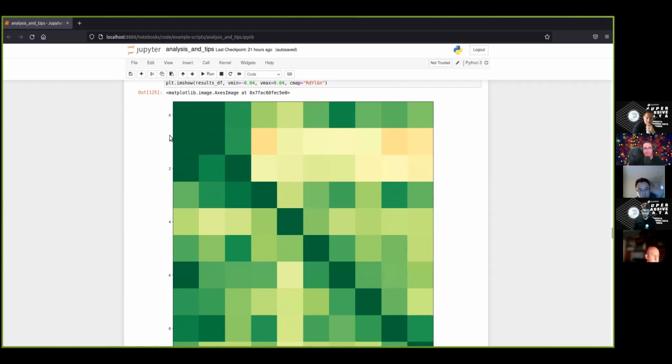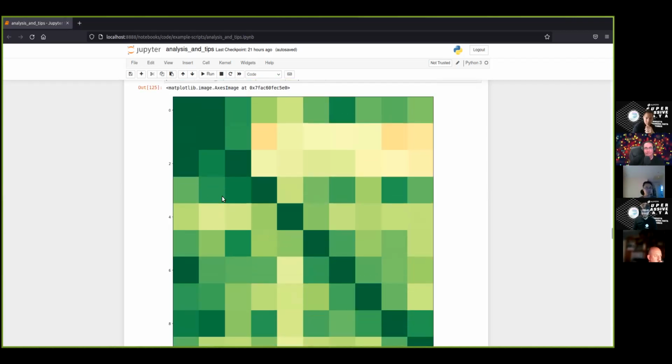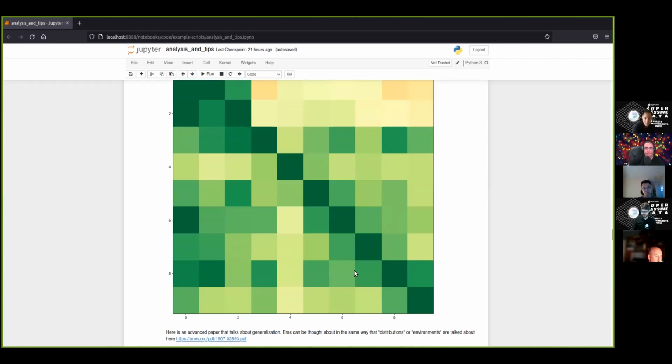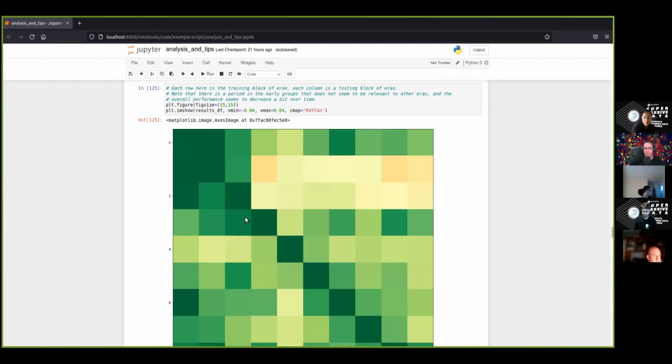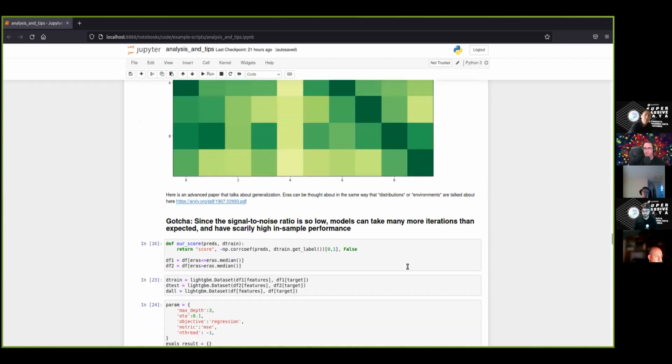You can see that some of these early eras tend to not do that well predicting out of sample. Imagine that. But some of the other ones do quite well. One thing to note is that it's typically pretty green on the left side of this, which means it's easier to predict the past using future data. If you're training on this one, you're doing pretty well at predicting the past. And that seems to always be true. You're always better at predicting the past than the future, which is not necessarily surprising, but something to keep in mind.